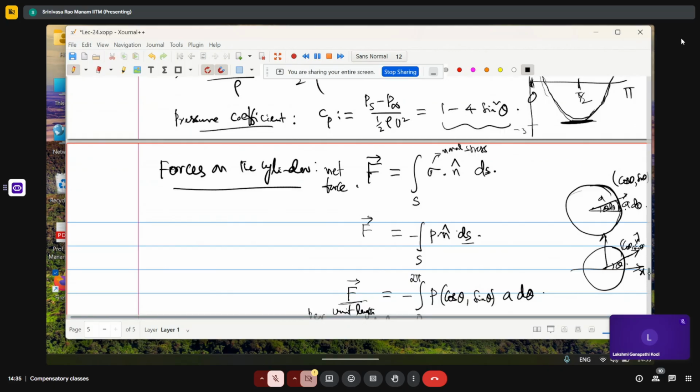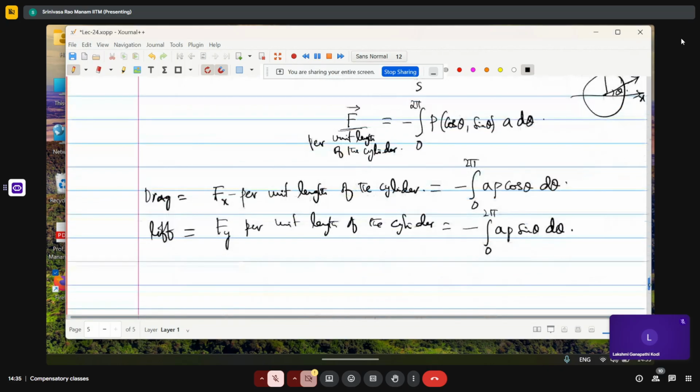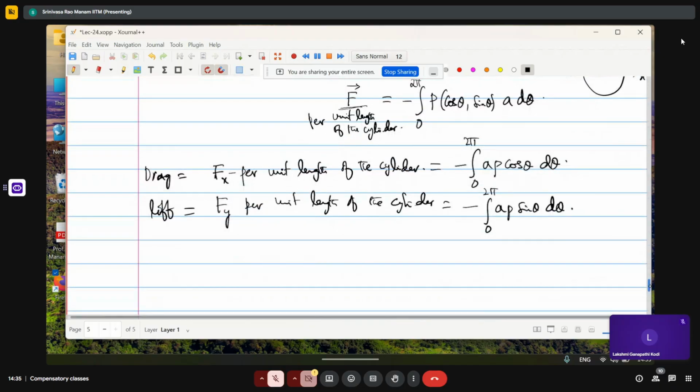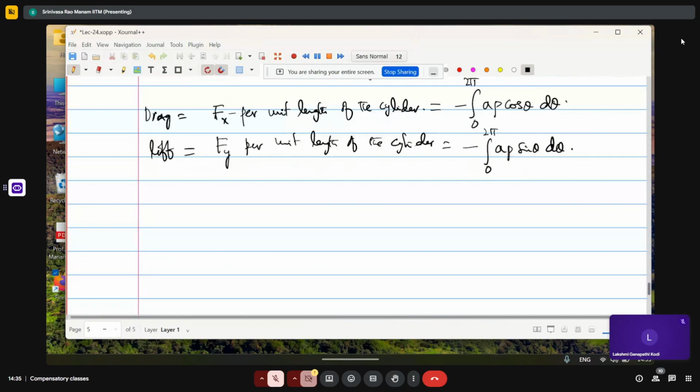So for that net force, the x component you call drag, and the y component you call lift force. These are the drag force and lift force. This is not just for the cylinder. This is for any general body also. These are the calculations that you will learn from the Blasius theorem. There's something called the Blasius theorem that will work. So you can now calculate for your particular case.